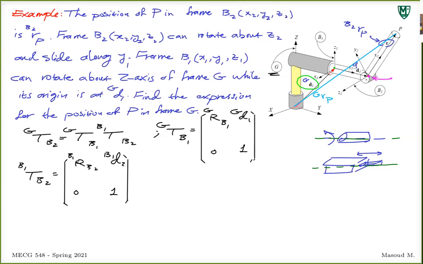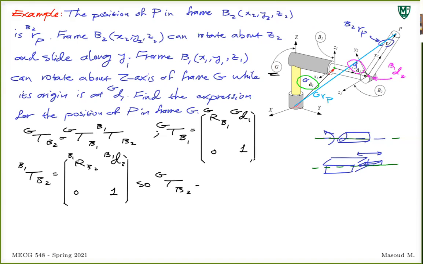This is where the origin of B2 is. And D2B1 right there is the position vector representing the origin of frame B2 in frame B1. And the rest is just zeros and ones. So now we have transformation matrices. Multiply that, you get a transformation matrix that can transform coordinates from B2 to G. So T B2 to G.